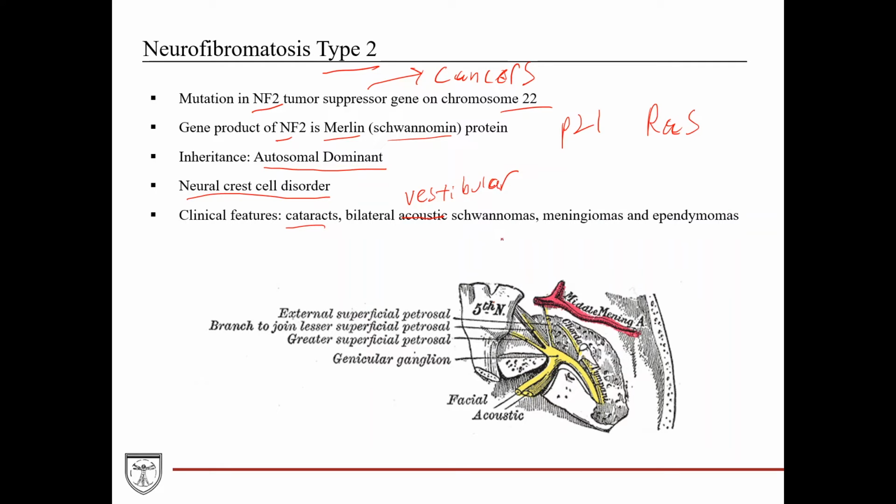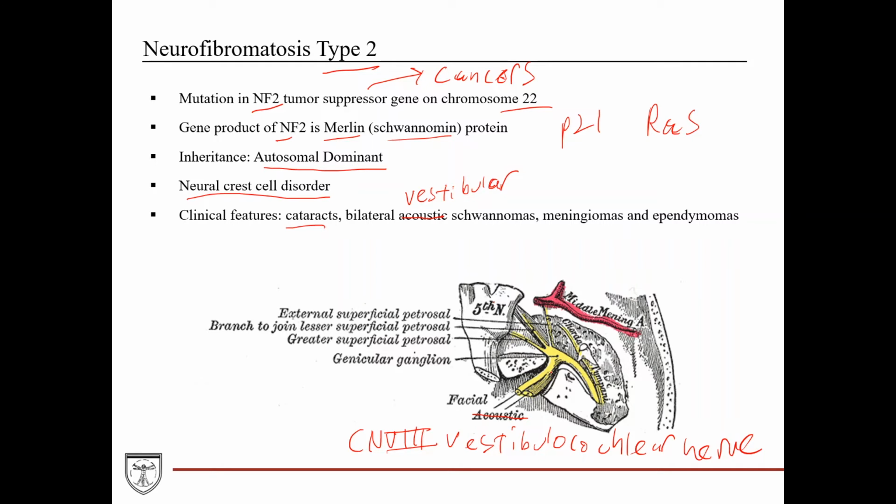And schwannomas are tumors that arise from Schwann cells, which are cells found in the peripheral nervous system that provide support and actually produce the myelin for peripheral nerves. And the reason it's called vestibular schwannoma is because if you look here, again, this is an older diagram. It used to be called the acoustic nerve. Now it's called the vestibular cochlear nerve, which is also known as cranial nerve 8. So it's one of the cranial nerves. And so vestibular schwannomas are tumors that arise from the Schwann cells around the vestibular cochlear nerve.